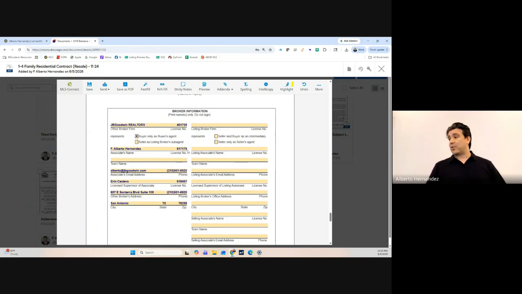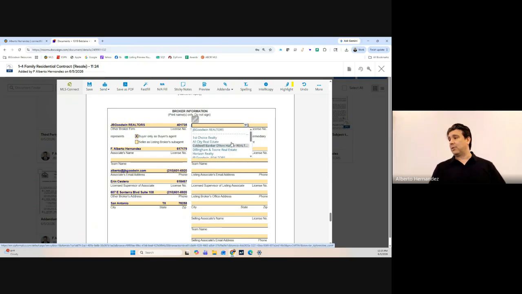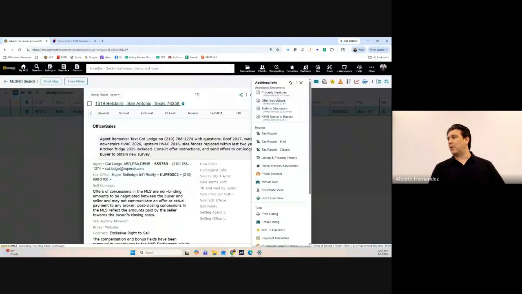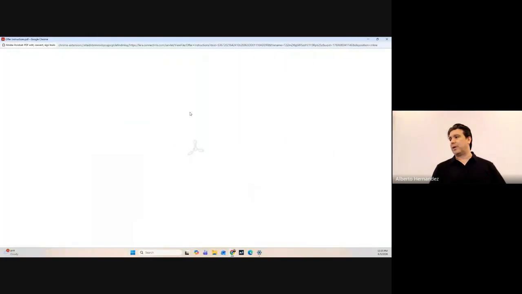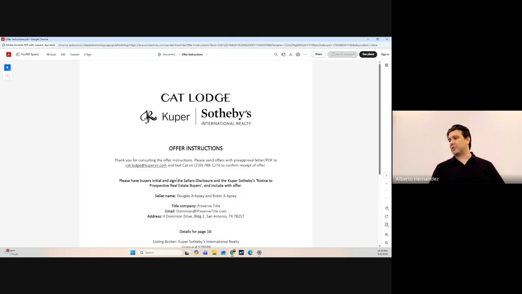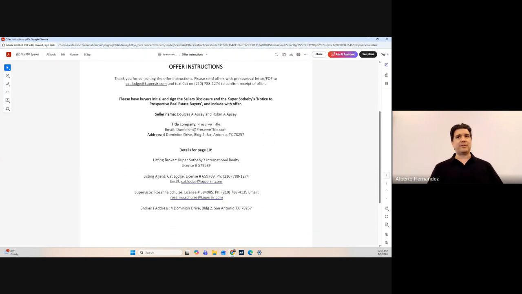Now, for training purposes, I'm going to skip this, but normally I'd come over here and I would put all of Kat's information, Cooper Sotheby's, do this. And once again, that's where these offer instructions are super helpful because it's all right here for us, right? She has listing agent, supervisor, all that information I would need for that is all listed here for her.